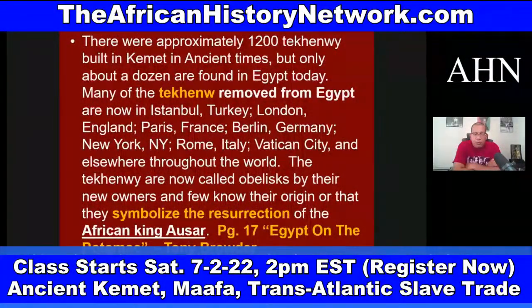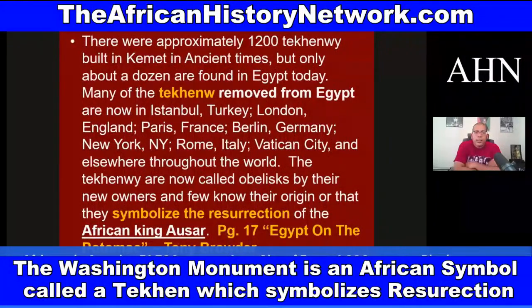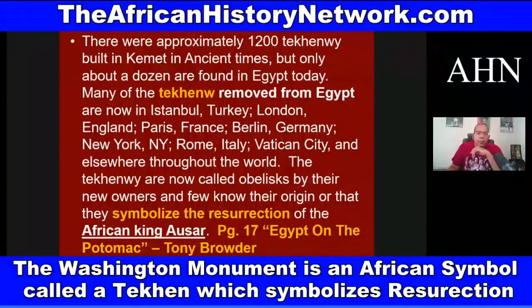Many of the Tekken Nu removed from Egypt are now in Istanbul, Turkey, London, England, Paris, France, Berlin, Germany, New York, Rome, Italy, Vatican City, and elsewhere throughout the world. The Tekken Nu are now called obelisks by their new owners, and few people know their origin or that they symbolize the resurrection of the African king Asar. All right. This is from page 17 of Egypt on the Potomac by Tony Browder.